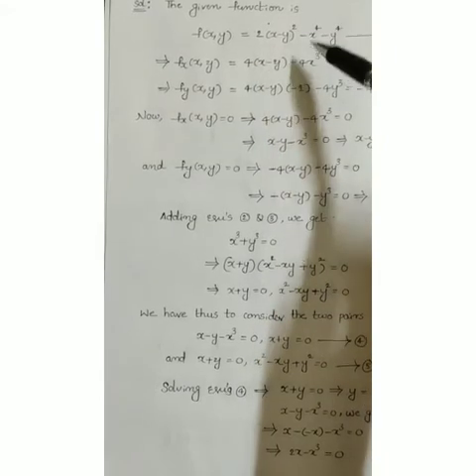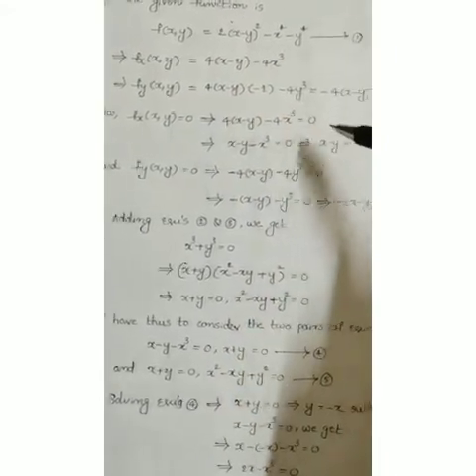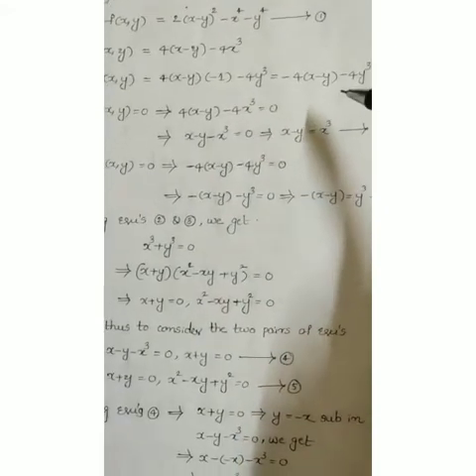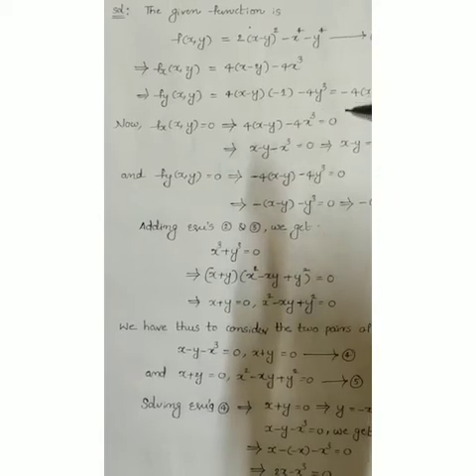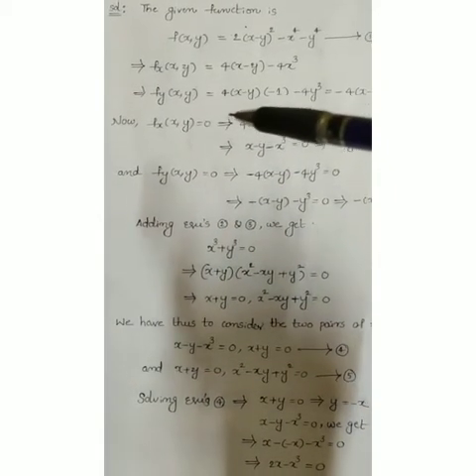Again by differentiating with respect to y, we get -1 - 4y³, so -4(x - y) - 4y³. So for finding the extreme value, we have to equate fx and fy equal to 0.